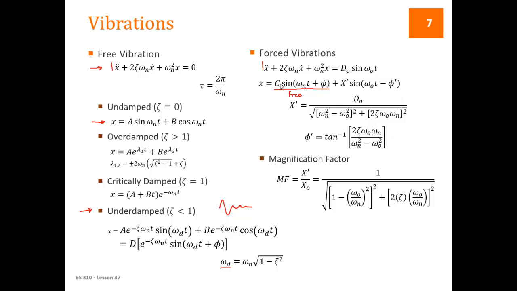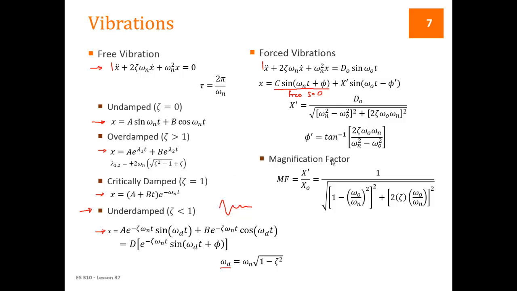A comment here, this free response is for the undamped case. If zeta is less than 1, equal to 1, or greater than 1, this part of the response is whichever one of these is appropriate for that situation.